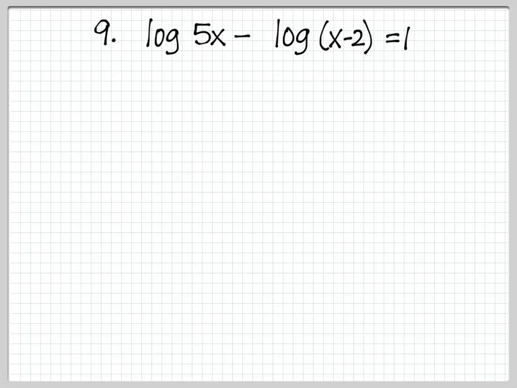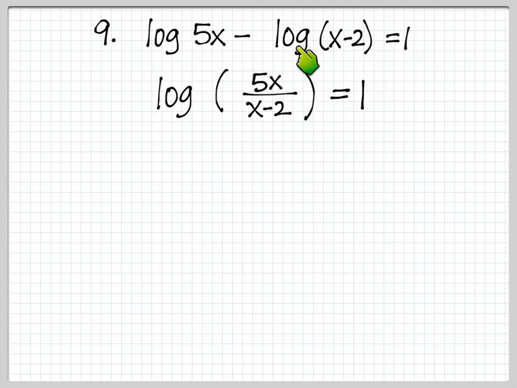In problem number 9, it's the same idea. Please note that both of those are logs of base 10. They're the same base. Since we're subtracting these two logarithmic expressions, we get to divide the arguments. The one that we're adding, its argument goes in the top. And since we're subtracting this logarithm, the argument x minus 2 goes in the denominator.